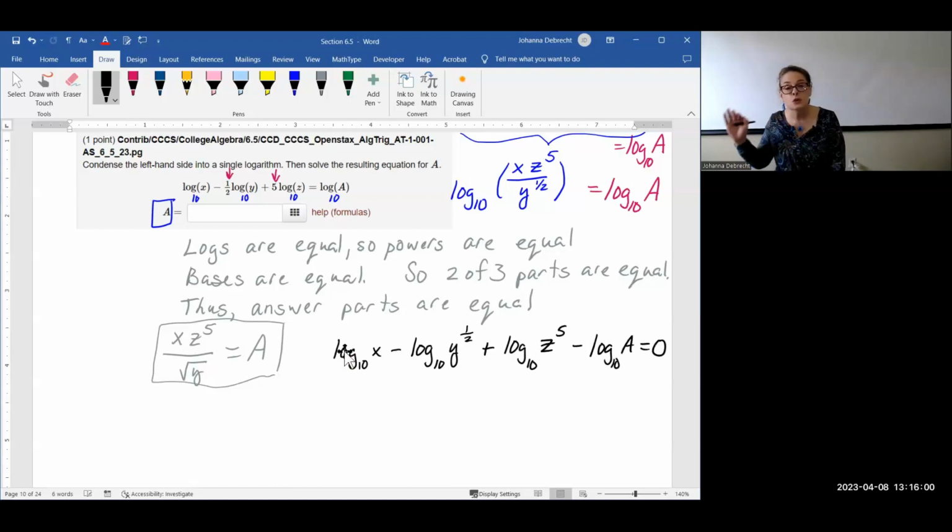But I didn't lose the other side of the equation. It's still there. It's just now 0. But don't lose that equals 0. It's important. We're going to need that.